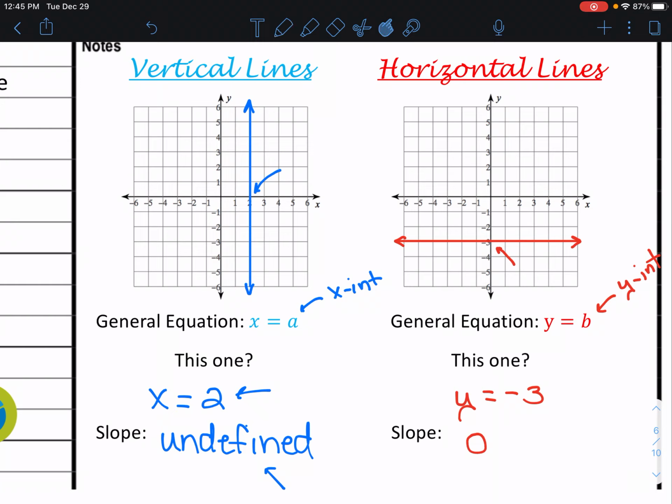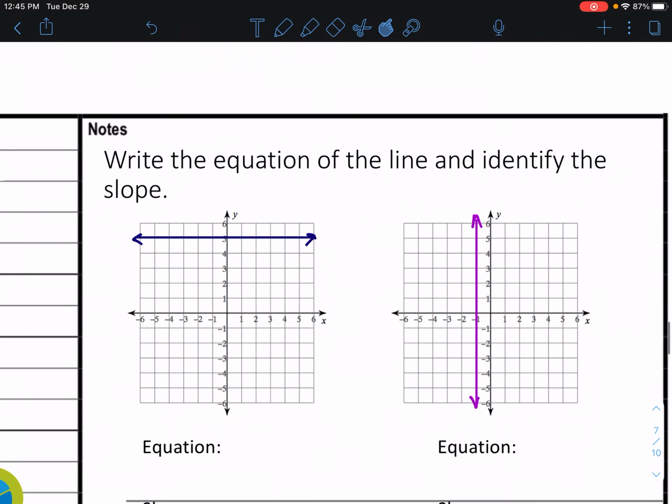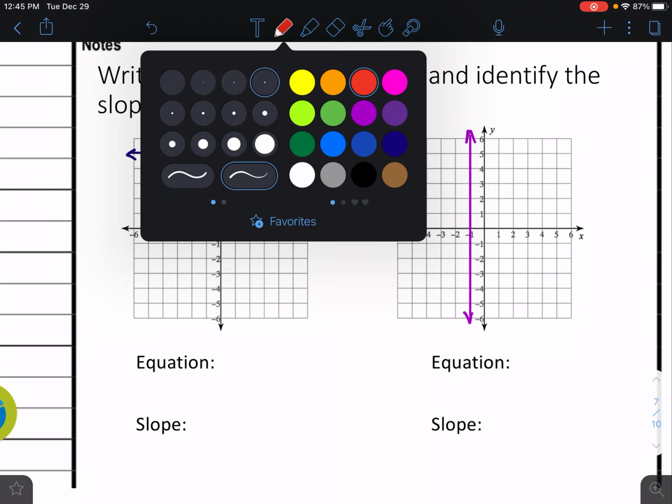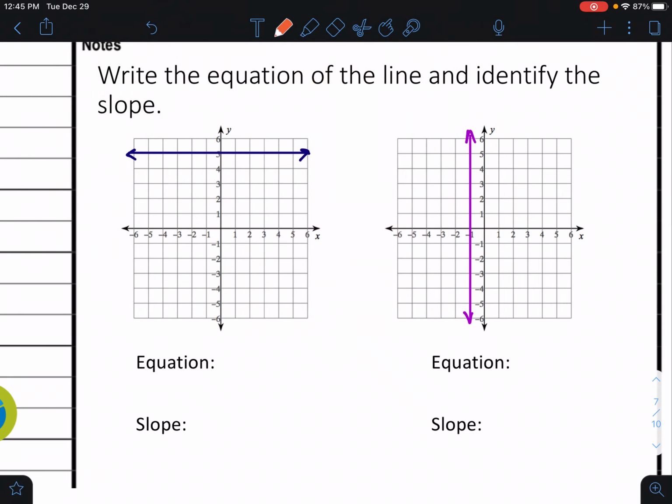Okay, so now we're going to use that to help us with some problems. On your assignment, you'll be asked things like this: to write the equation of the line that's given and then identify the slope. So let's do that. This line is horizontal, so it's left to right. I know that has a slope of 0, so I might even start by writing that. Now the equation is going to be y equals b, and it crosses the y-axis at 5. So y equals 5.